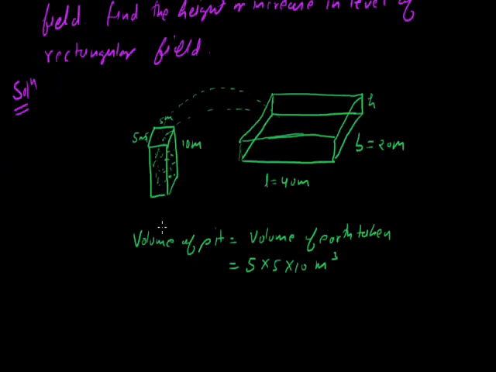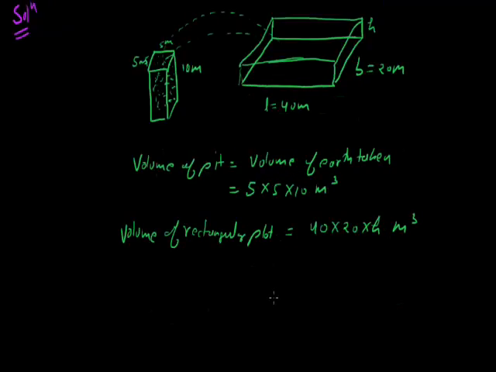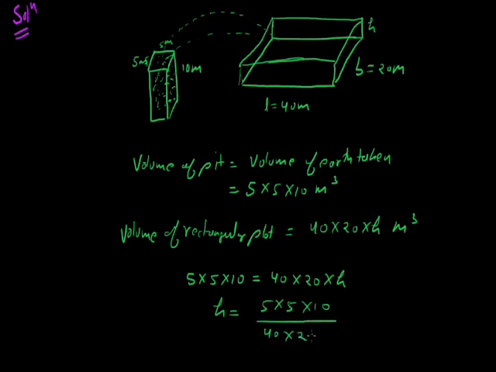So we can say that the volume of this rectangular plot is 40 into 20 into h meter cubic. So these two volumes should be equal. So 5 into 5 into 10 should be equal to 40 into 20 into h. So the value of h is equal to 5 into 5 into 10 divided by 40 into 20 meter, because all the units are in meter.